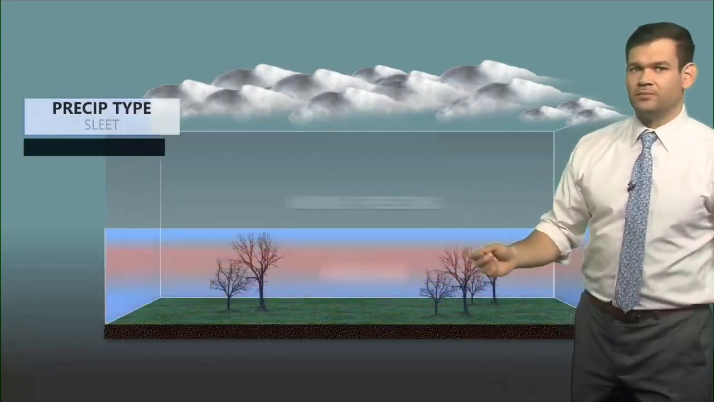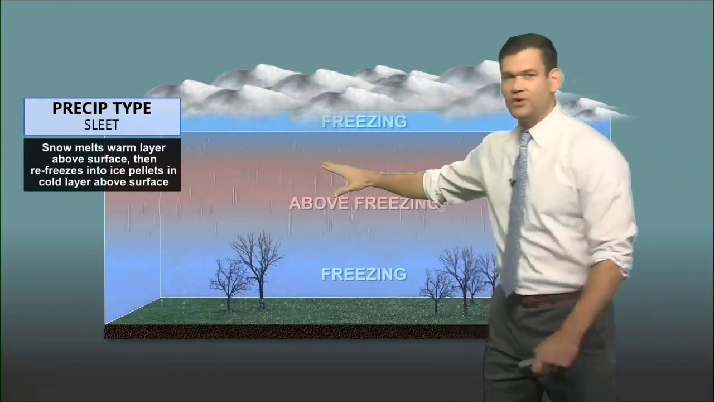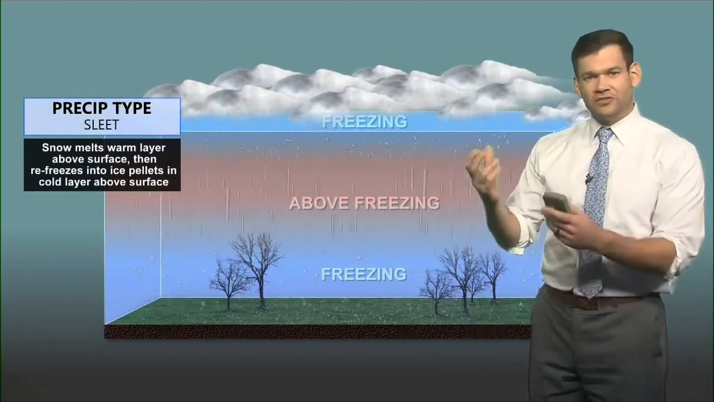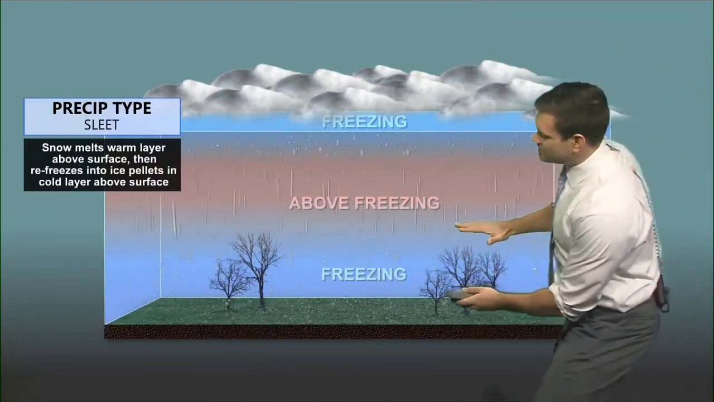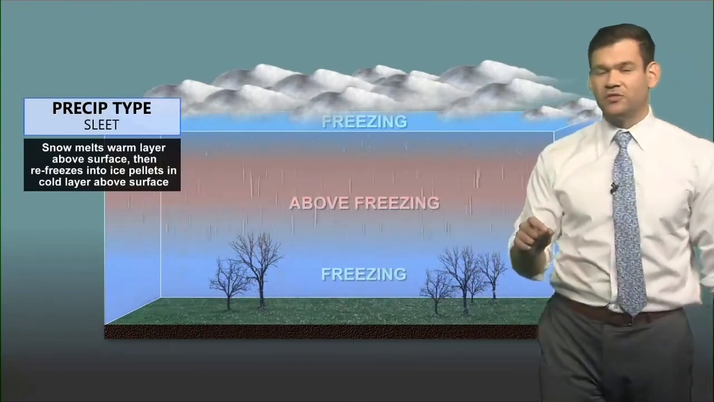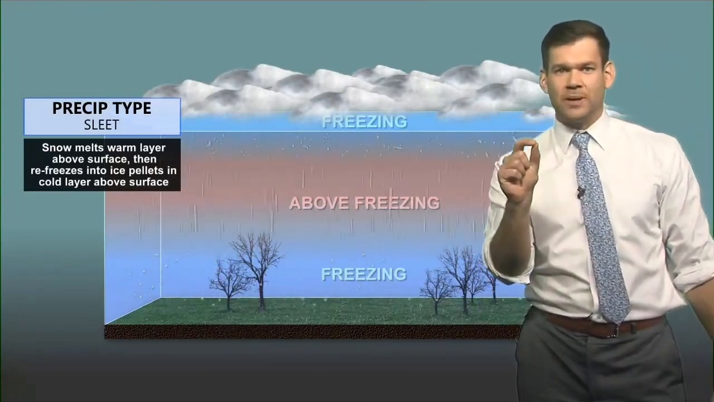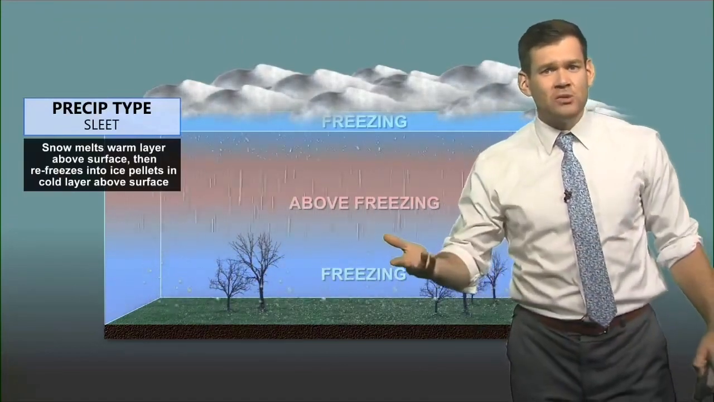Sleet is a little bit different. Once again, it starts at the base of the cloud as freezing precipitation, but then it falls through a warm layer. And as it falls through that warm layer, it turns back into a droplet, it melts, but in this case, you have enough of a freezing layer above the surface that it actually refreezes. And that's why with sleet, you'll get these little pellets. They'll tend to bounce. You'll see those on your hood, your windshield, and they can accumulate as well as these little ice pellets.